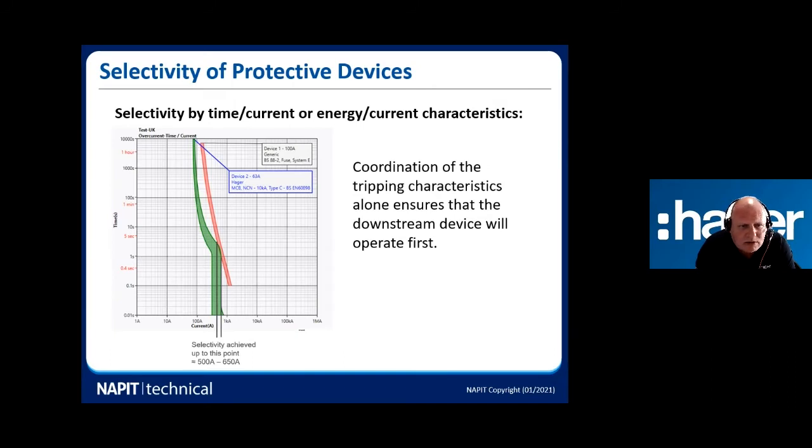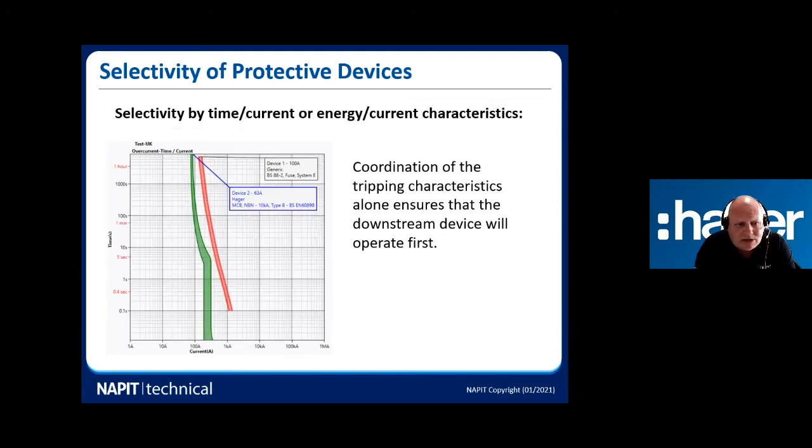Now, next to that, we're going to install a 63 amp MCB type C. Now you can see when we get to the bottom of the curve there, before it goes on to its magnetic factor, it slightly overlaps onto the fuse. Now the problem there is above 500 amps, we could actually lose our selectivity. Okay, so what can we do to prevent that happening? How can we keep our selectivity?